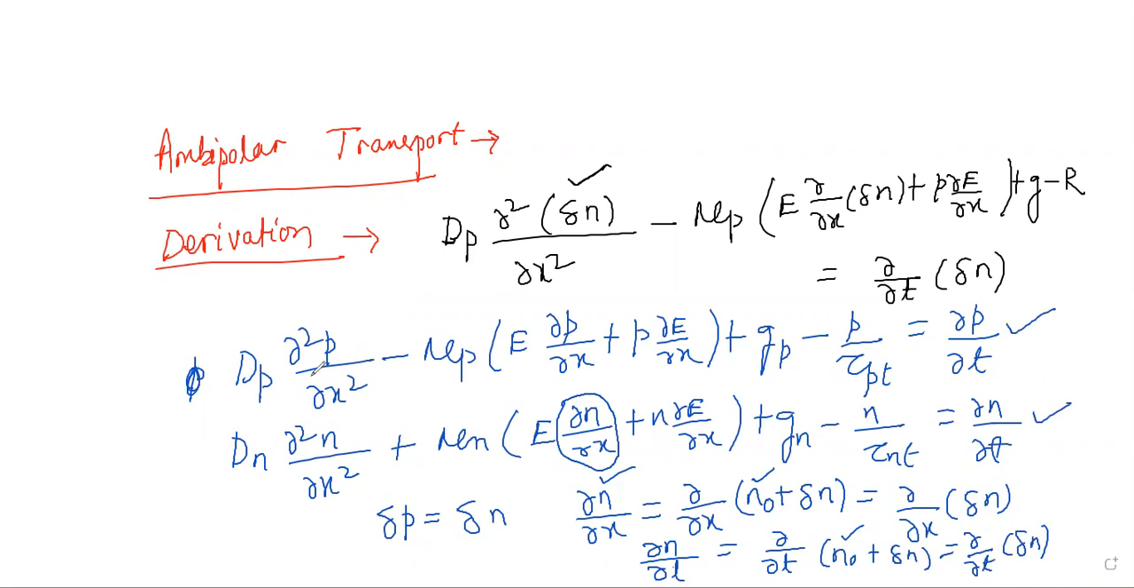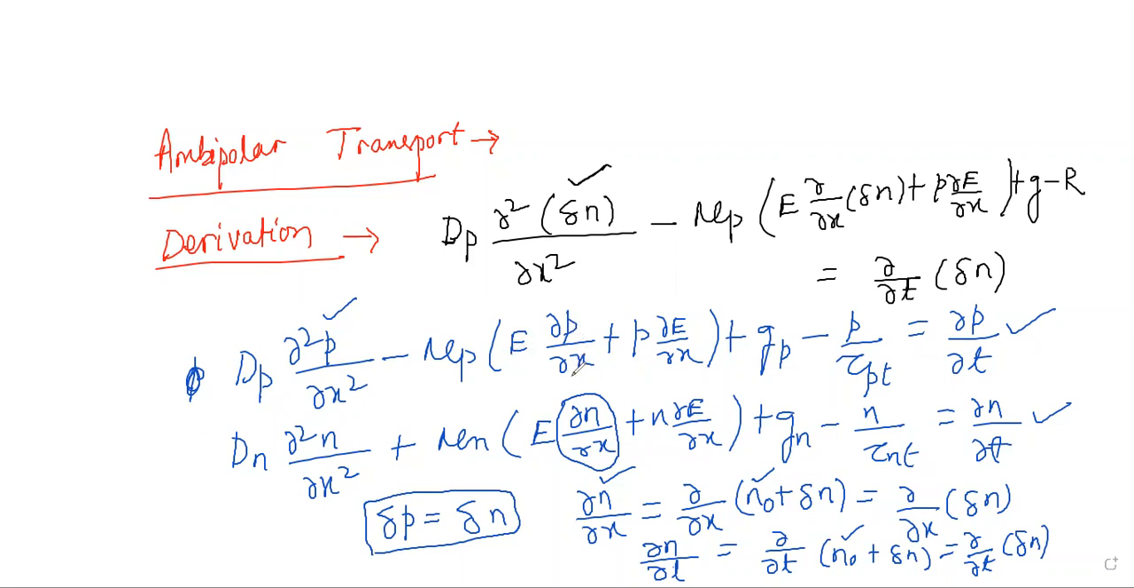What do you mean by this? When del square p by del x square is there, we can rewrite it as del square by del x square of delta n, because you got delta p here, and we wrote delta p is equal to delta n, so I can write that. Similarly here, minus mu_p E del p by del x.